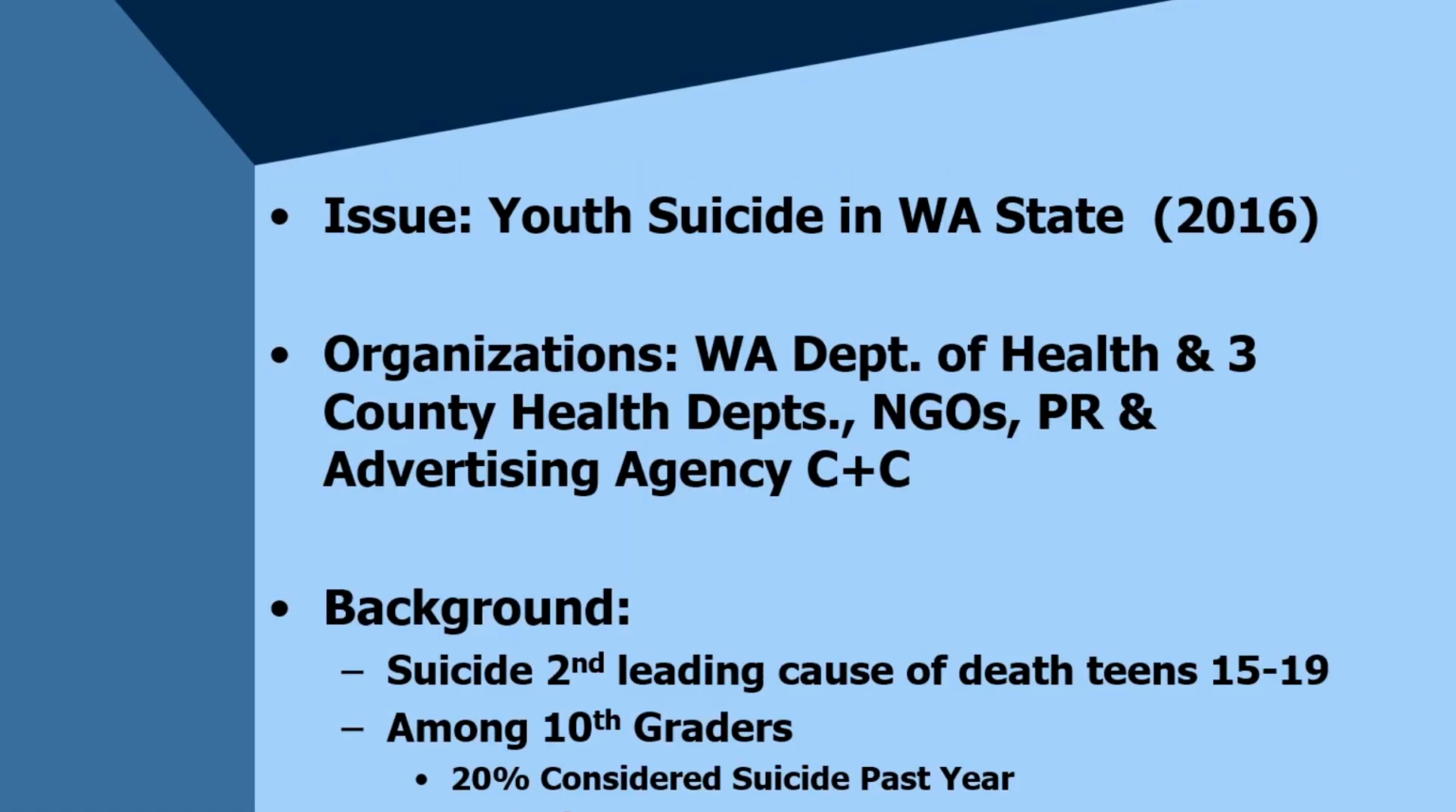A case example of the power of using research to determine that priority audience was one in youth suicide in Washington State in 2016, conducted by a variety of organizations, including C+C. In background, suicide was the second leading cause of death among teens 15 to 19 at this time. And among 10th graders, 20% considered suicide in the past year, 17% had a plan, and 10% attempted. Who are we going to influence on this issue?